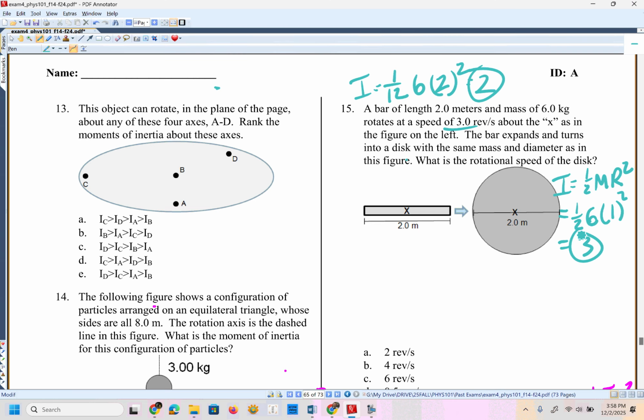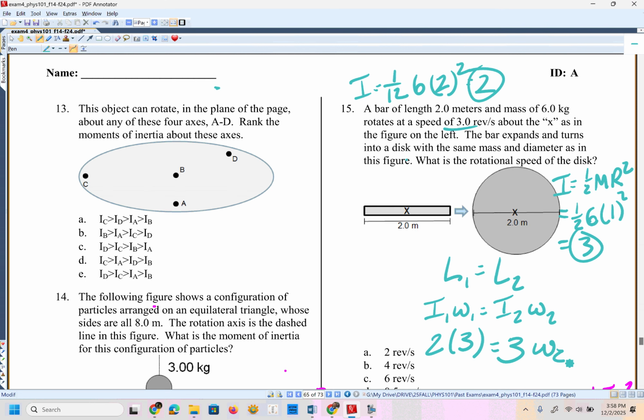And I want to know the rotational speed of the disk. So I'd say that L1 is equal to L2. I1 omega 1 equals I2 omega 2. That is 2 kilogram meters squared times 3 revolutions per second is equal to 3 kilogram meters squared times omega 2. Solve that for omega 2, and it's going to be 2 revolutions per second. You'll have a couple of questions like that. One in the free response, which is actually going to be worth 2 multiple choice questions, and then you have at least one in the multiple choice. So it's 3 questions that are similar to that.